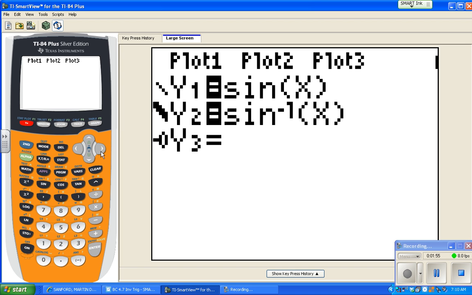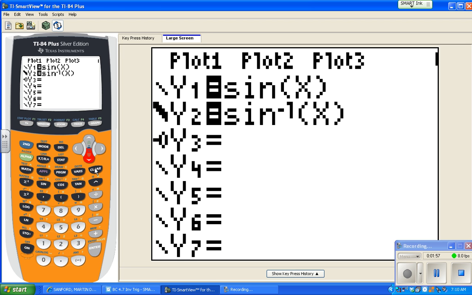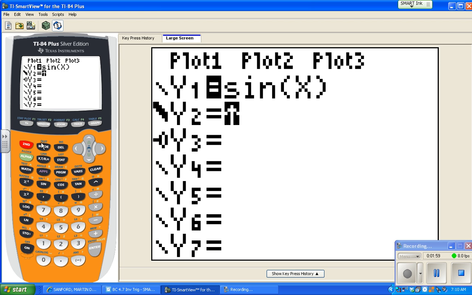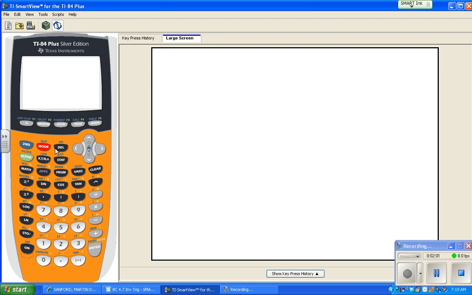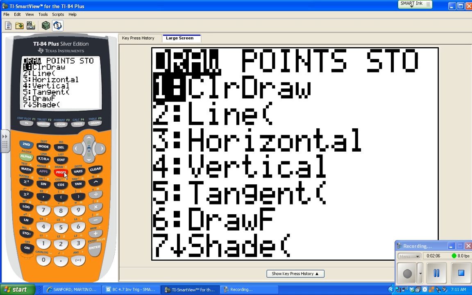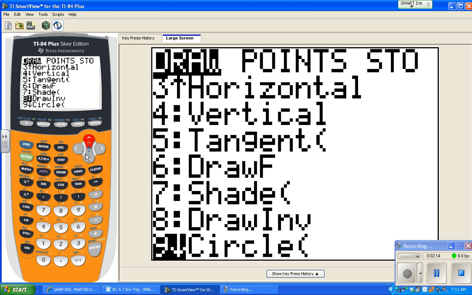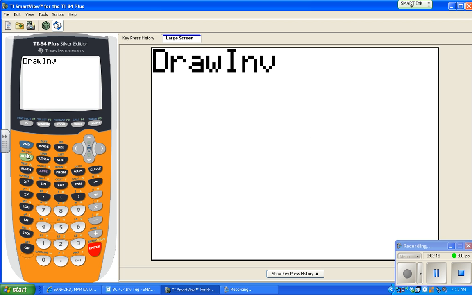So let me do this instead, and this is kind of convoluted, but it works, and that's what I like about it. I'm going to go to the Draw menu, which is above the Program key, and I'm going to pick the one that says Draw Inverse, and that's actually, I believe, number 8. Oh, a little bit too far. There it is. Okay, so Draw Inverse, and I'm going to draw the inverse of sine.